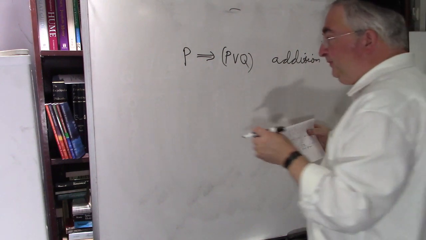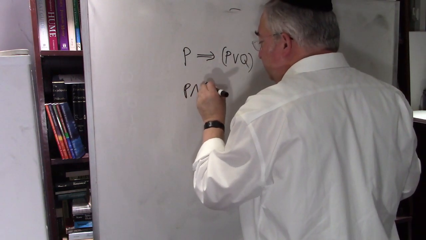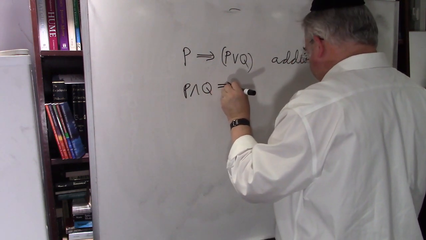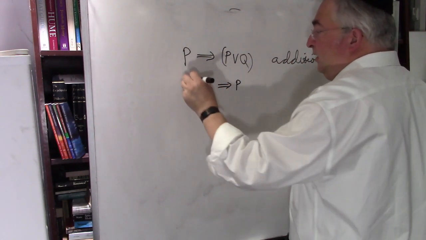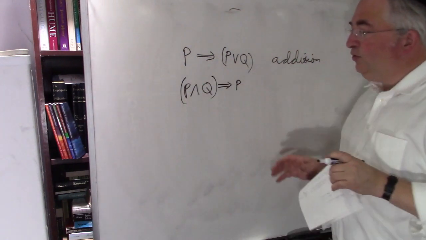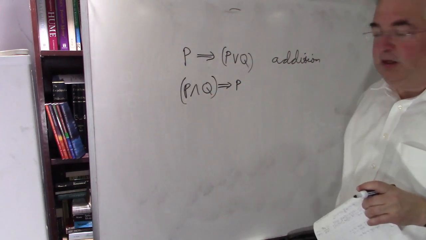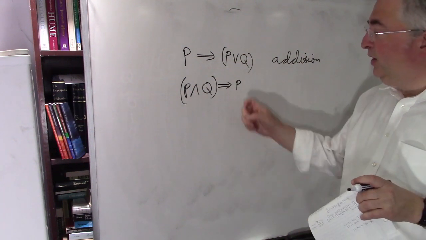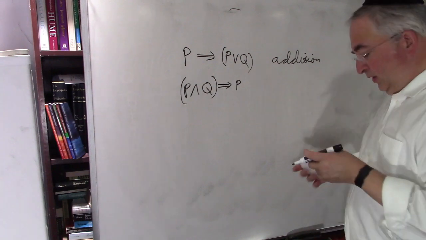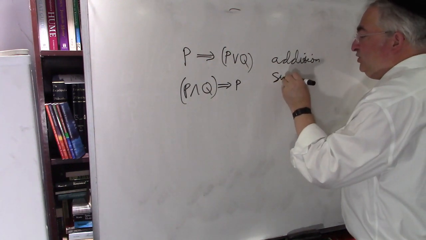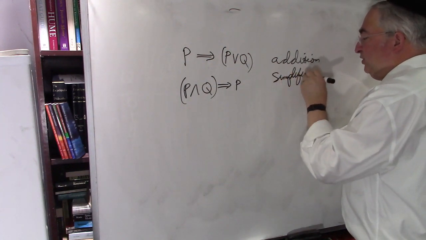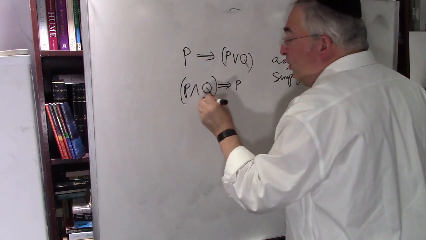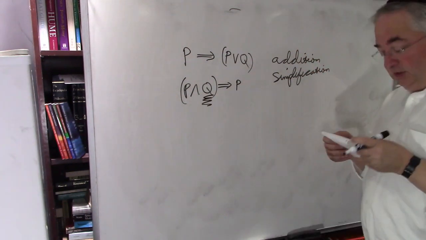Let's do another one. P and Q implies P. Look, let's say I tell you 2 facts. P is true and Q is true. The Mets are doing good and the Yankees are doing good. What can you learn? The Mets are doing good. Okay, this is called simplification. You simplified. Look, I don't need to know about the Yankees. I'm just interested in the Mets.